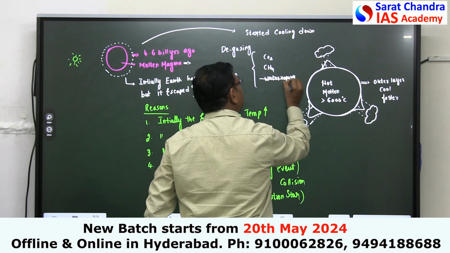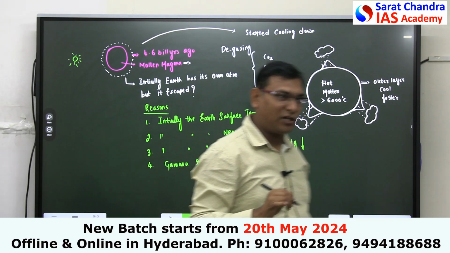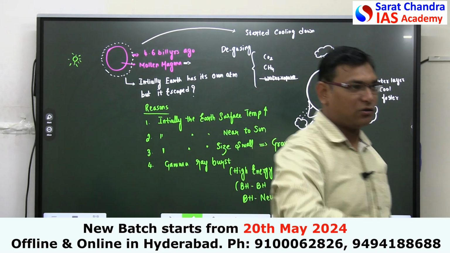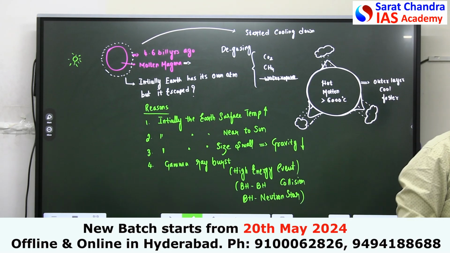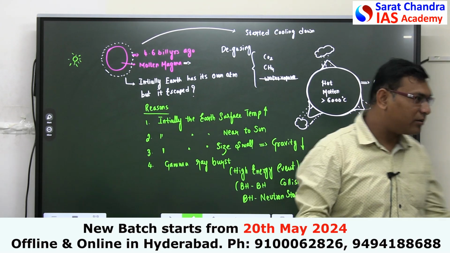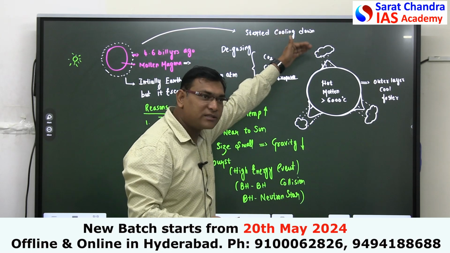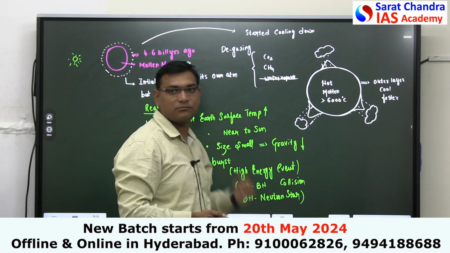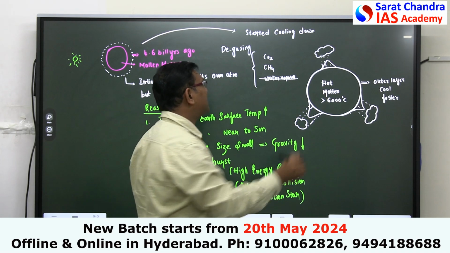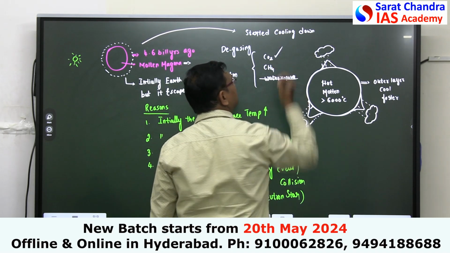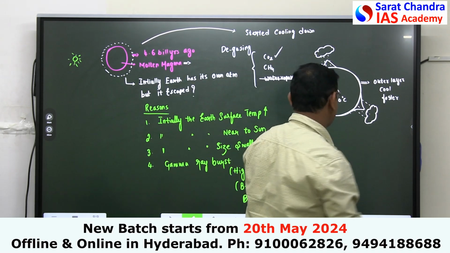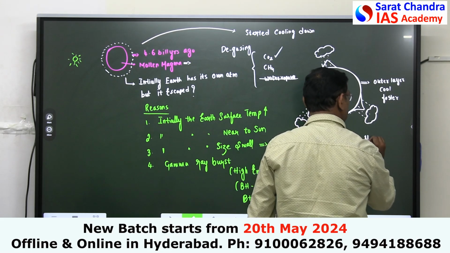Can you say this? Water vapor is removed from the atmosphere. Yes or no? How? Because it has become clouds and condensed and formed the water. So water vapor is removed. Which is the highest gas now? But what is the gas which is present in the present atmosphere?